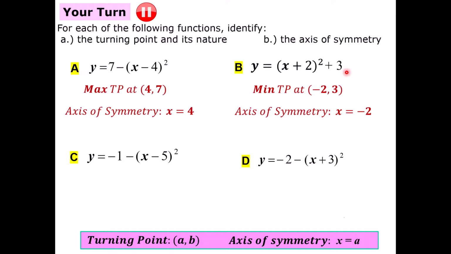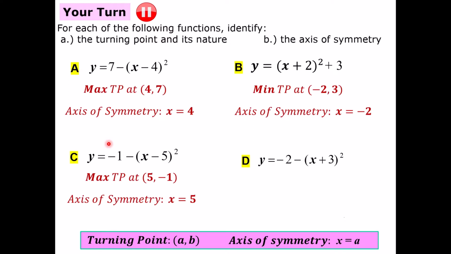For C, we've got a negative in front of our bracket, which means this is a maximum turning point. We've got -5 here, change the sign to get +5 for A, and we've got -1 as B, which we're going to leave alone. So we've got a maximum turning point at 5, -1. And because we know A, which is 5, our axis of symmetry is x equals 5.